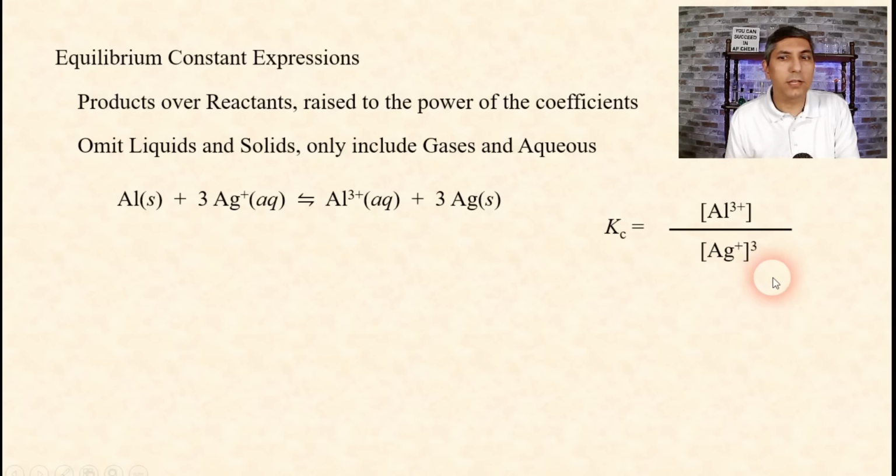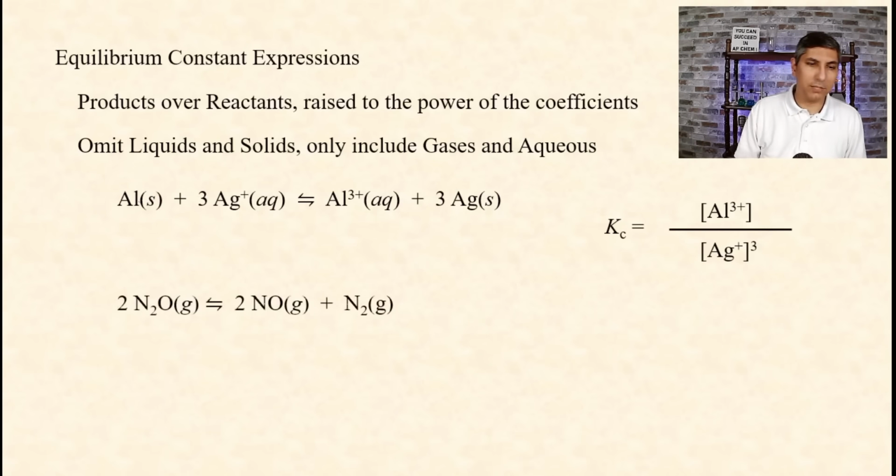Whenever you're writing these, don't forget the Kc equals part of it. An expression is just that. It is an equation. If you don't write it as an equation, you're not going to get the point. Once again, leave out the solids. Notice that the silver solid and the aluminum solid are not a part of this.